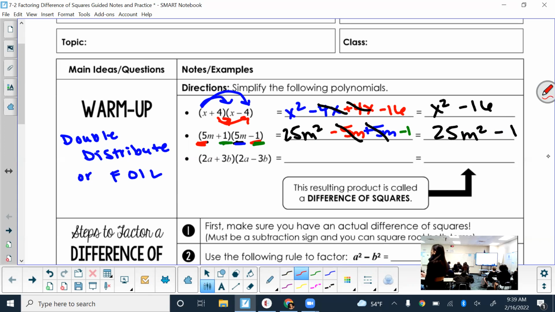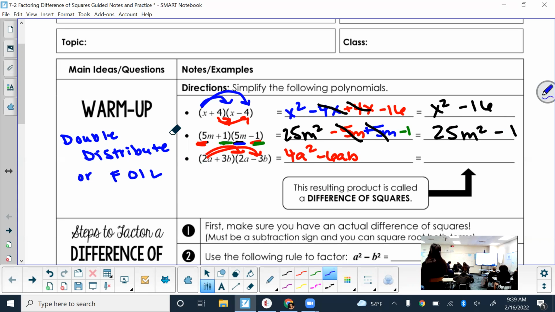All right, just one more. So again, we'll double distribute. What's 2a times 2a? And 2a times -3b. And then a times b would just be ab.